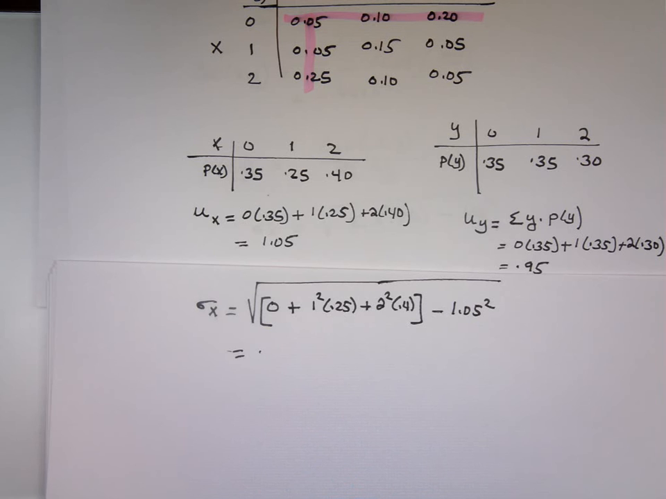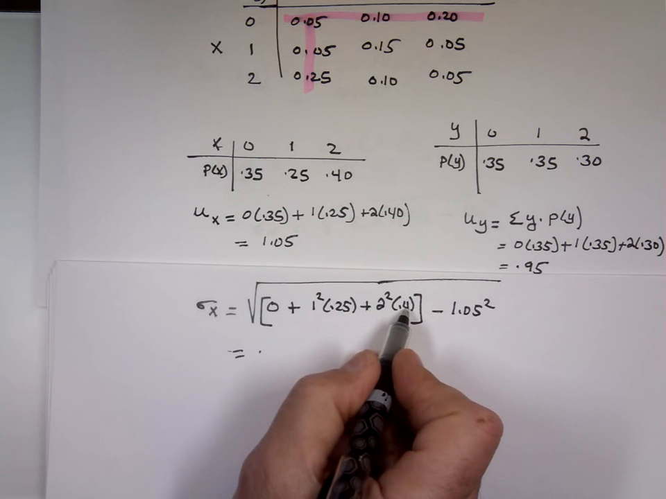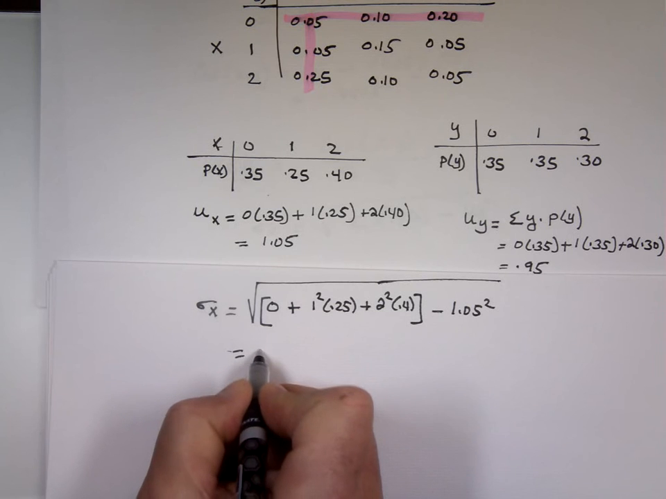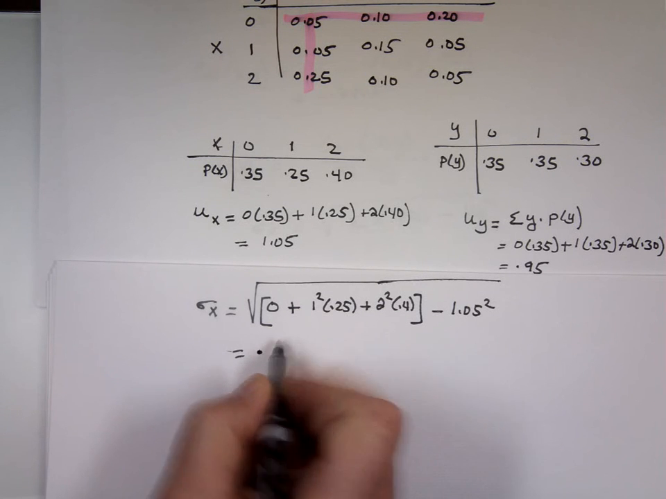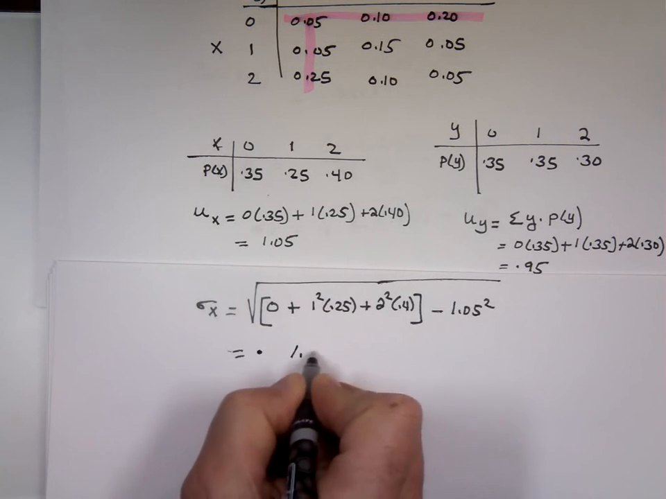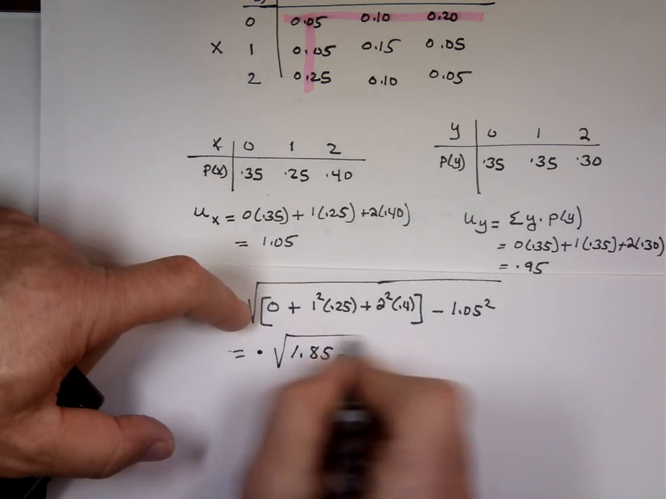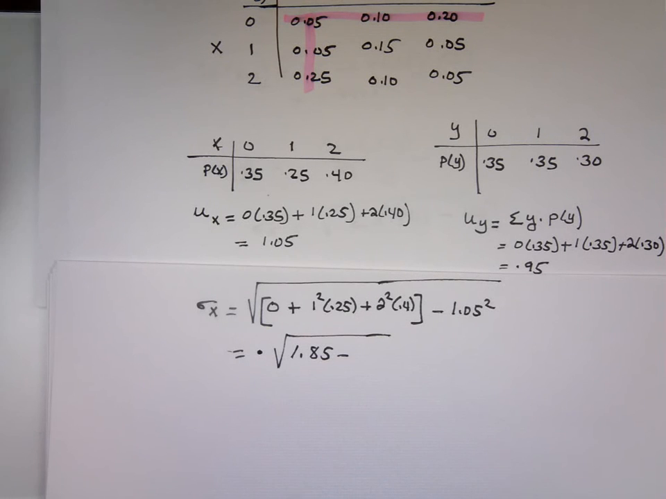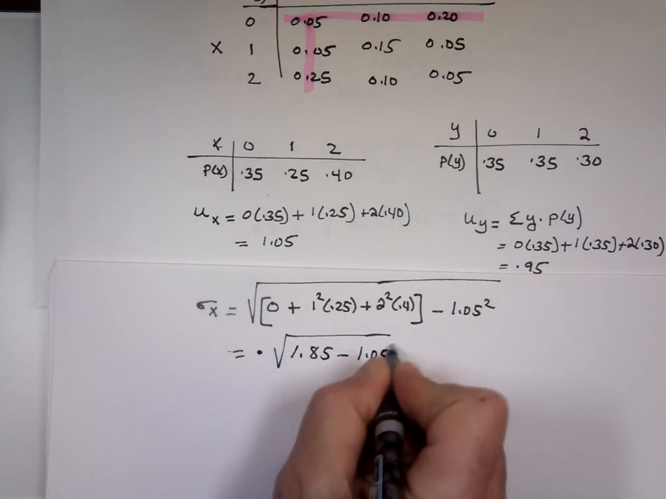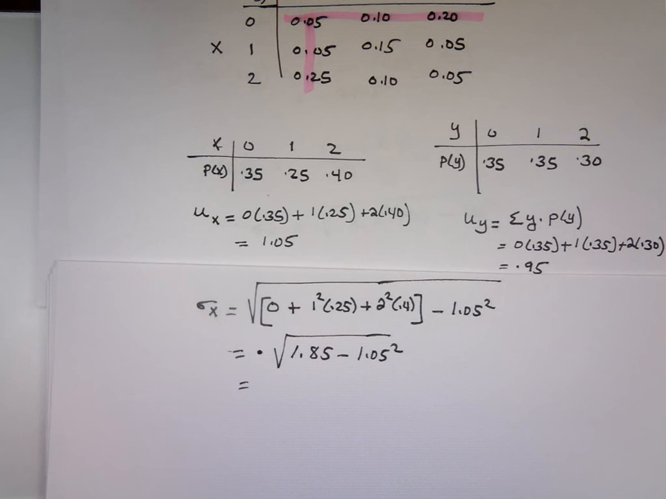Where's my calculator here? 0.25 plus, what's that, 1.6? 2 times 0.4. 4 times 0.4 is 1.6. 1.6 plus 0.25 is 1.85. Minus 1.05 squared.